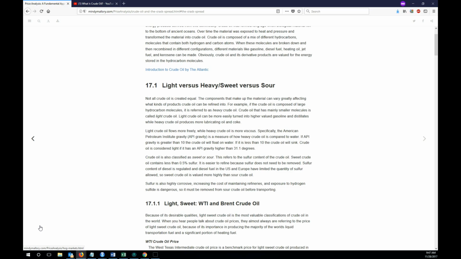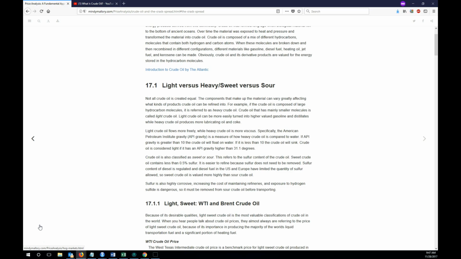So the light versus heavy creates a value differential when you're talking about buying crude oil on the open market. Another characteristic of light versus heavy crude oil is that light crude oil flows more freely, while heavy crude oil is more viscous. And there's this measure called the American Petroleum Institute gravity. You may have heard of API gravity. That's a measure of how heavy crude oil is compared to water.